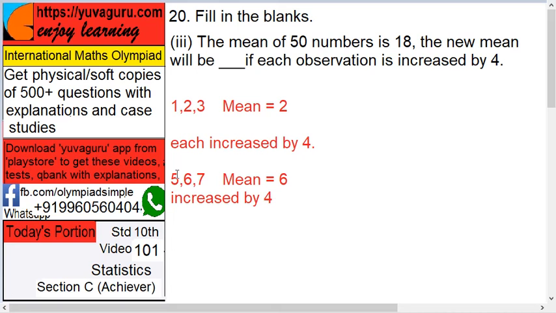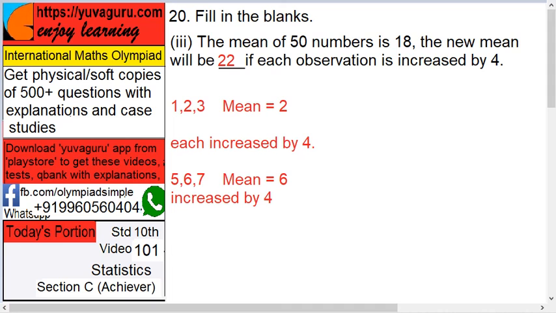So what happens? 5, 6, 7. These are the new numbers increased by 4. So mean is what now? 5 plus 6 plus 7 upon 3. So mean is 6. So new mean is 6. How do you get 6, what is the relationship between 6 and 2? Increase by 4. So if each number is increased by 4, mean also increases by 4. So similarly over here, 50 numbers, mean 18, each is increased by 4. So mean will increase by 4. So mean will be 18 plus 4, 22.